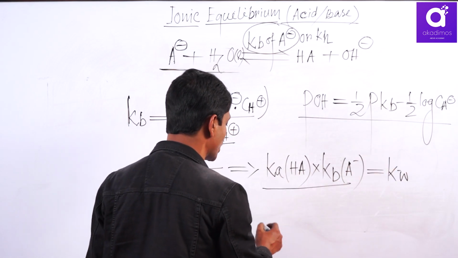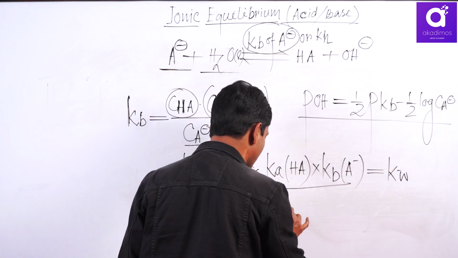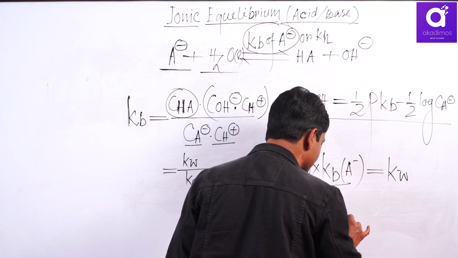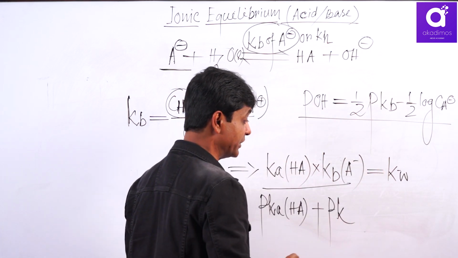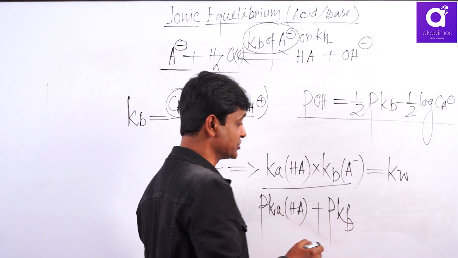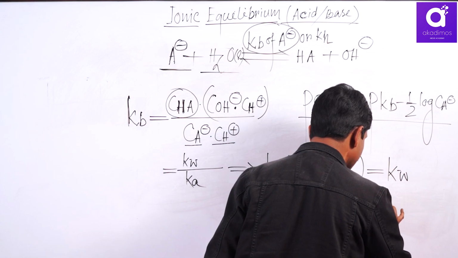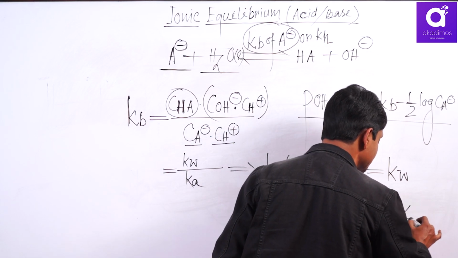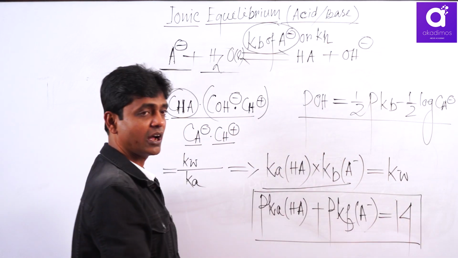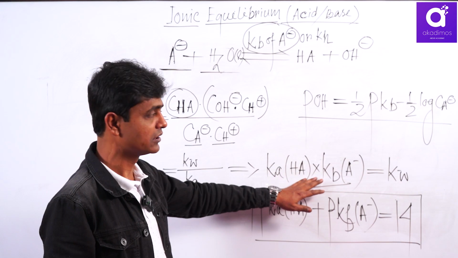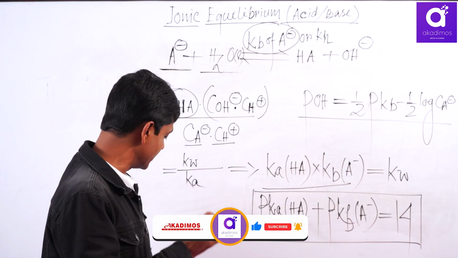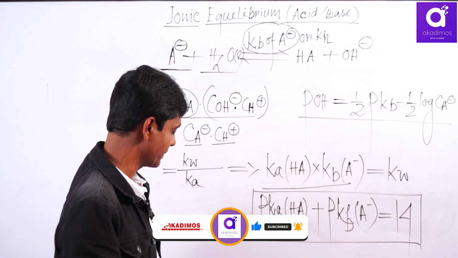Now on both sides you can take minus log. So pKa of any acid HA and pKb of its conjugate base, remember, not any base, the conjugate base of HA, A minus, is equal to pKw, that is 14 at 25 degrees centigrade. I'll use this one. Then by using this concept, I will discuss some mathematical problems.